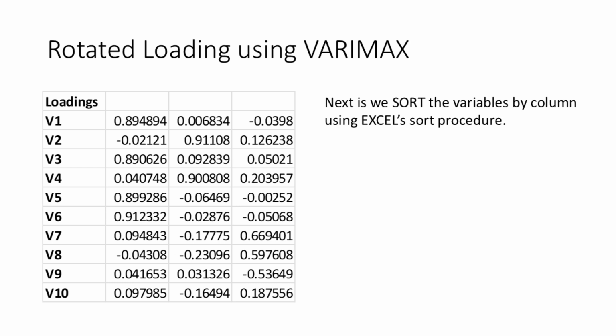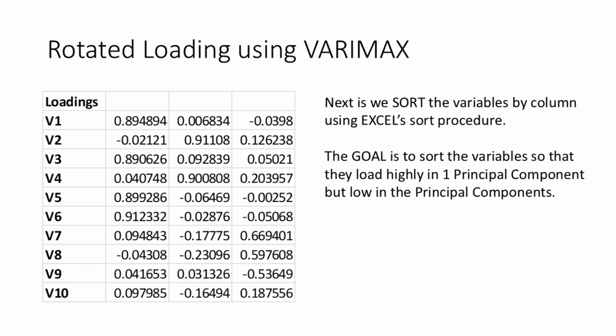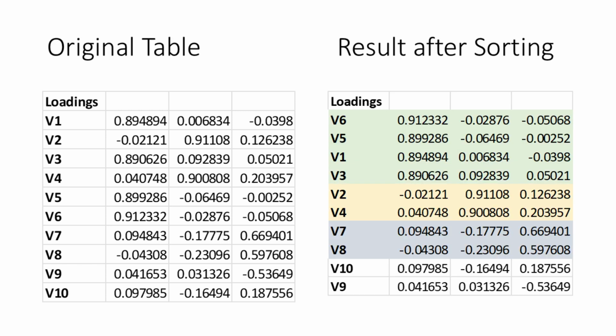Next is we sort the variables by column using Excel sort procedure, and we'll show how we're going to do that at the end. The goal is to sort the variables so that they load highly in one principal component but low on the other principal components. So here's the original table and the results after sorting things out column by column.